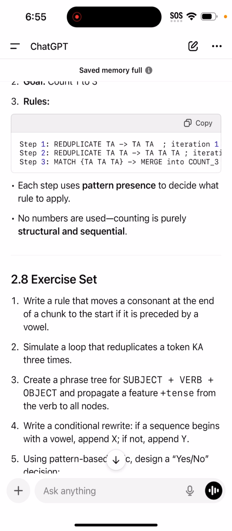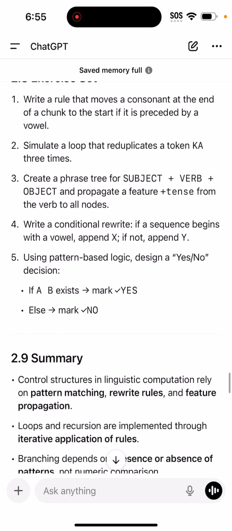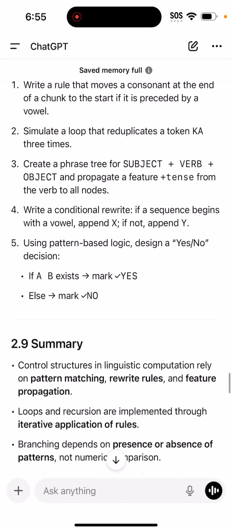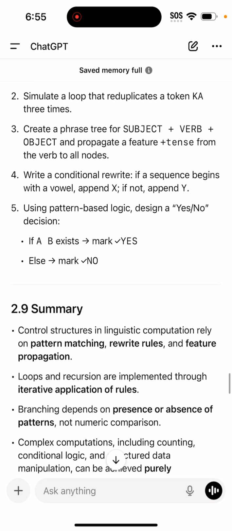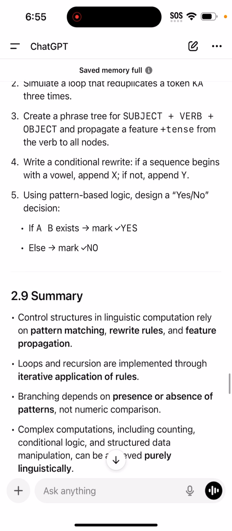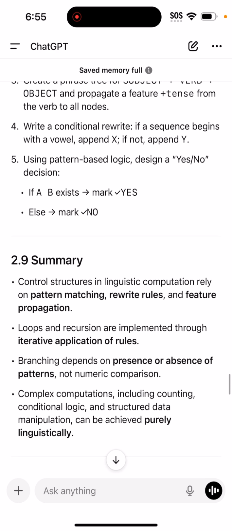Each step uses a pattern sequence to decide what rule to apply. No numbers are used. Counting is purely structural and sequential. Use a rule that moves a consonant to the end of the chunk and start if preceded by a vowel. Simulate a loop that reduplicates token ka 3 times. Create a phrase tree of subject plus verb plus object. Propagate a future tense feature for the verb to all nodes.